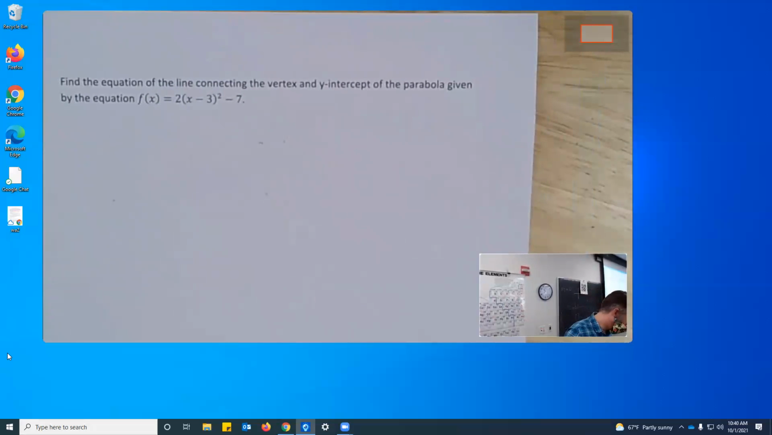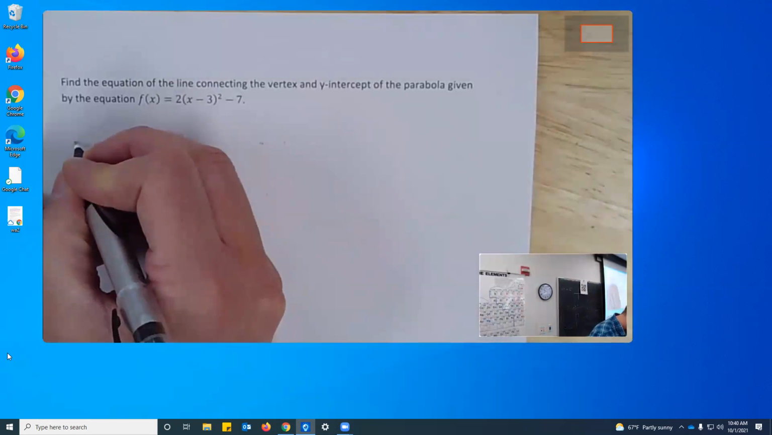This question seems out of place, but worth doing. Find the equation of the line connecting the vertex and y-intercept of the parabola given by the equation f of x equals 2 times (x minus 3) squared minus 7. Definitely not an optimization problem, but still something people should probably see an example of. So let's find the things.